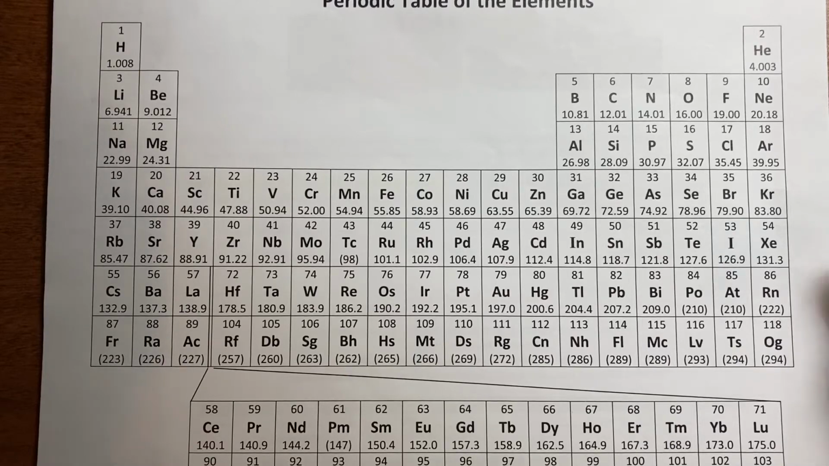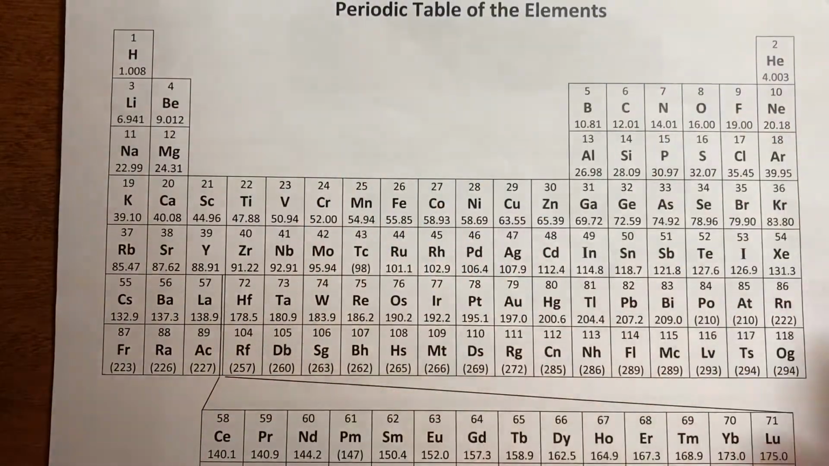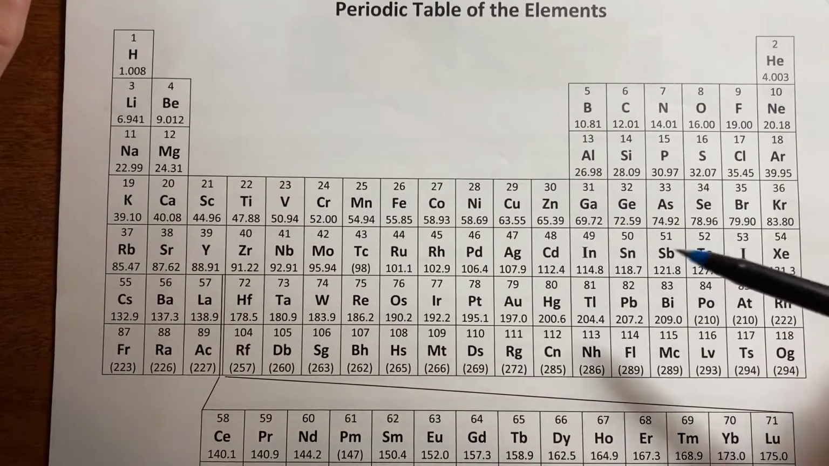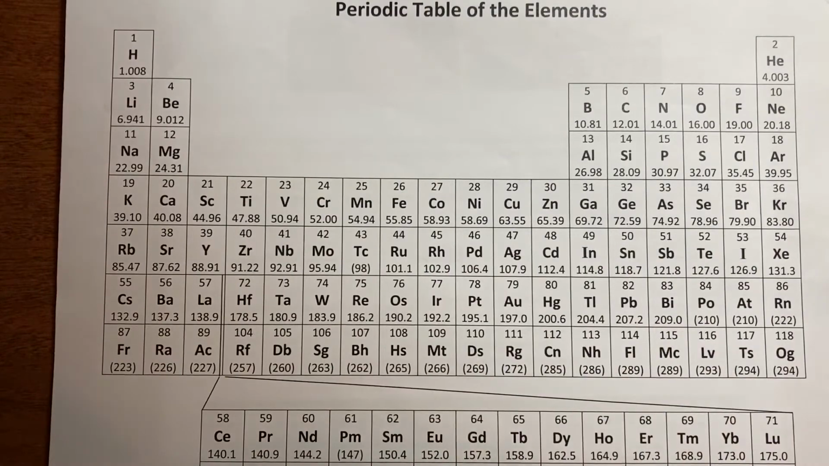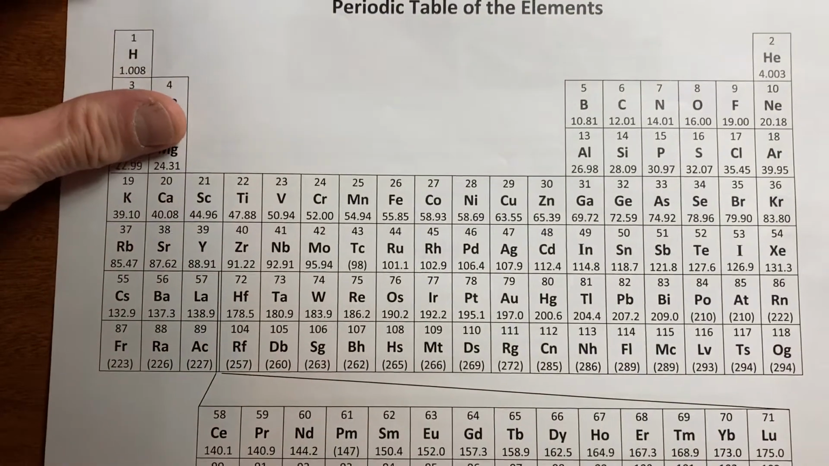So that's why they call it the periodic table. Periodic just means that there's repeating patterns that we see. And we've organized these elements in these rows and columns for very good reasons that we'll talk about in this class.